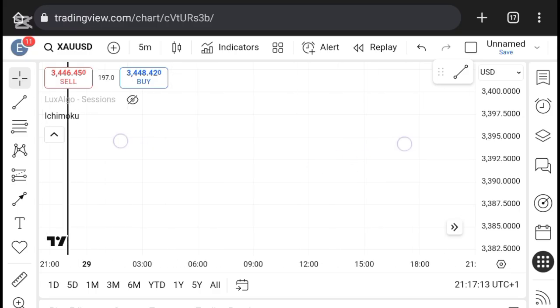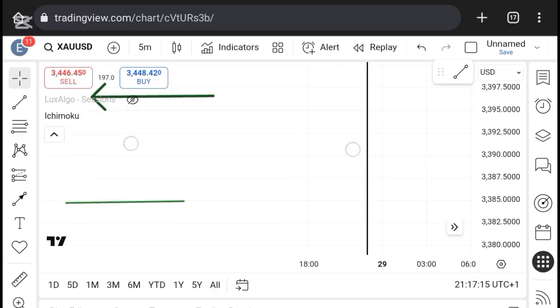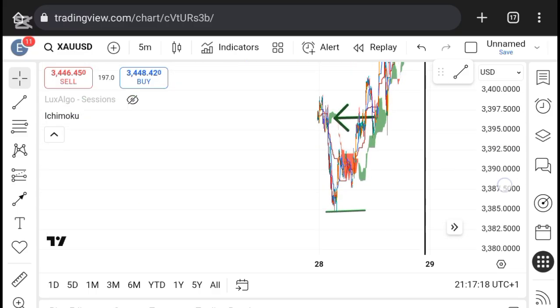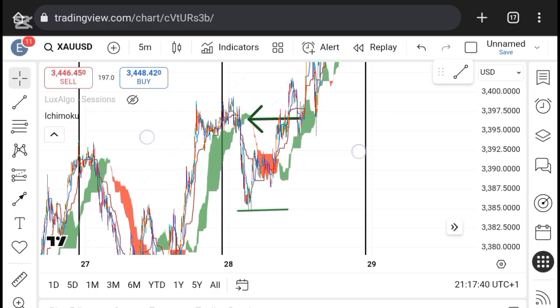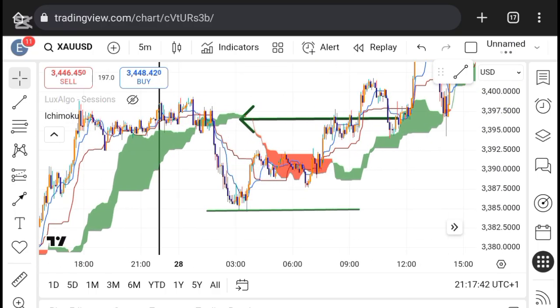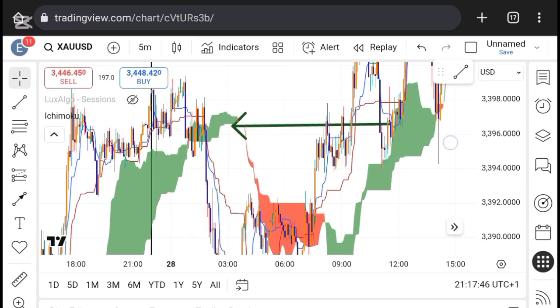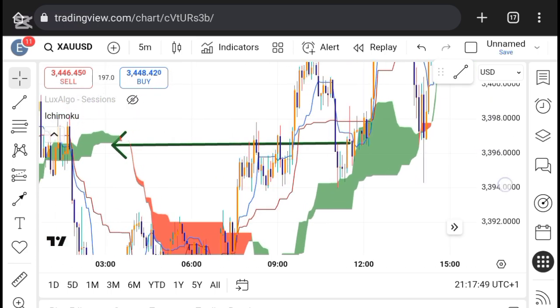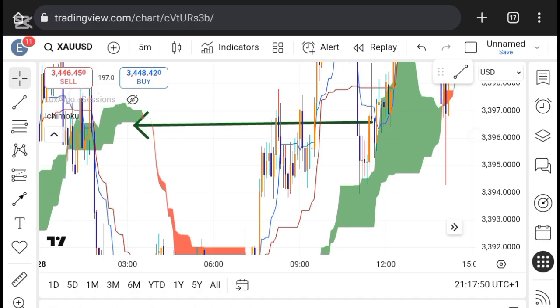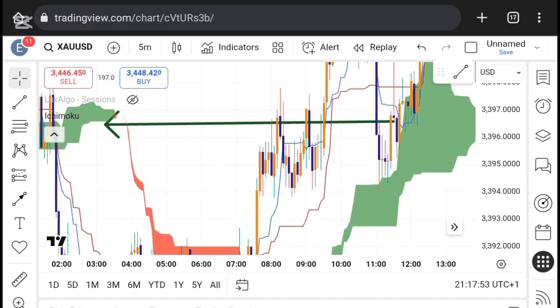So on my 5 minutes, I'll wait for a retest. Okay, here was the cloud that I marked. On my 5 minutes, I have to wait for the market to come back to the cloud for me to buy. The market has to come back to the cloud for you to buy.